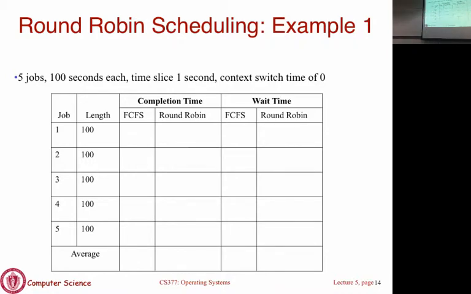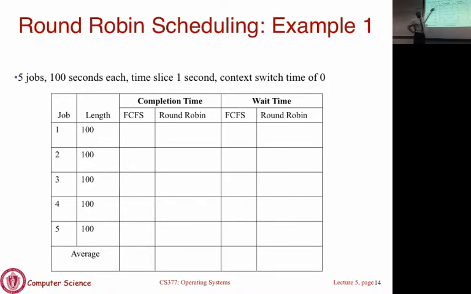One is going to finish at 500, or 495, somewhere in that range, between 495 and 500. So you have to say, how is round robin going to work? It's going to run each job one at a time and give each of them 1 second.